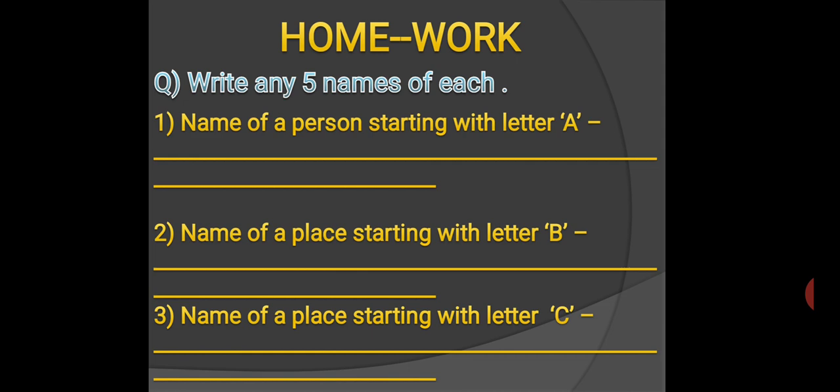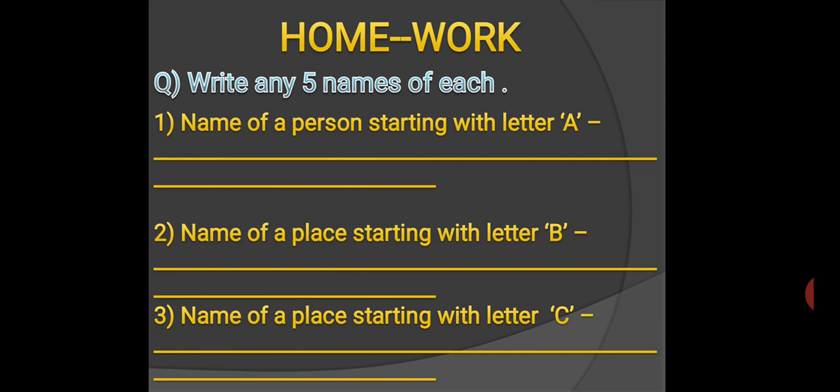The next question is like this. You have to write 5 names of a person but with letter A. Remember this. That's important. The second question is you have to write any 5 names of a place. The names that you write of a place should start with letter B. Names of a place starting with letter B.